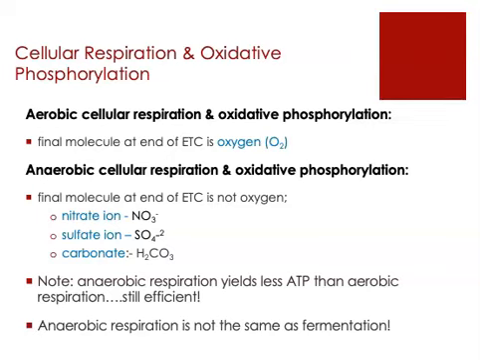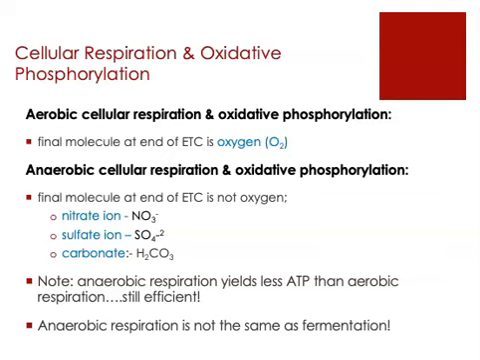Let's put a little summary onto cellular respiration and oxidative phosphorylation. In aerobic cellular respiration and oxidative phosphorylation, the final molecule at the bottom of the electron transport chain is oxygen. Microbes that use this particular pathway are called aerobic.